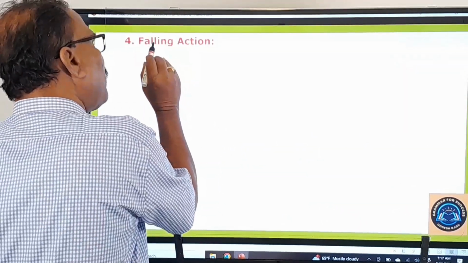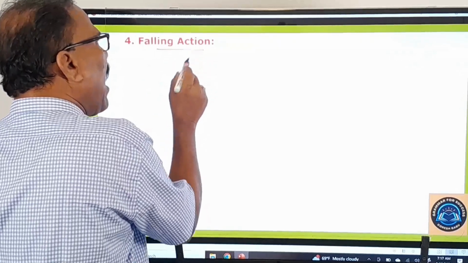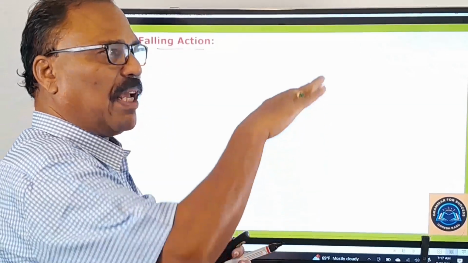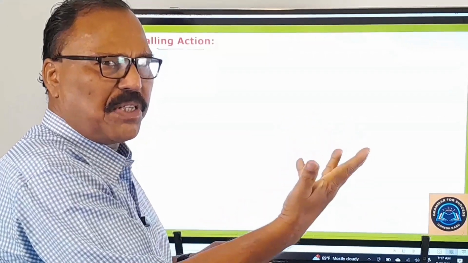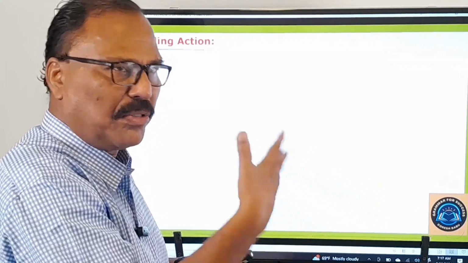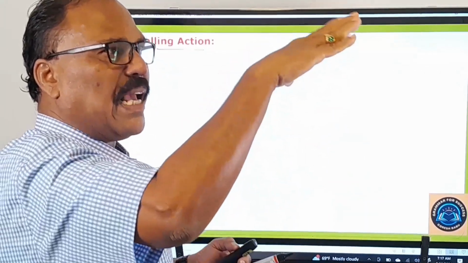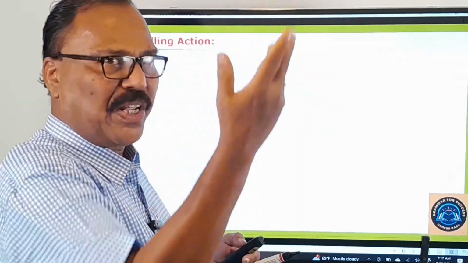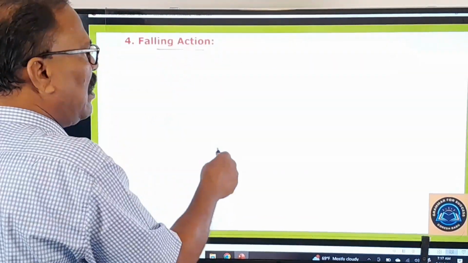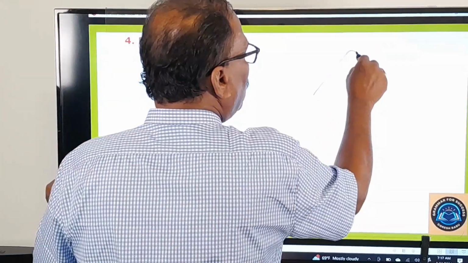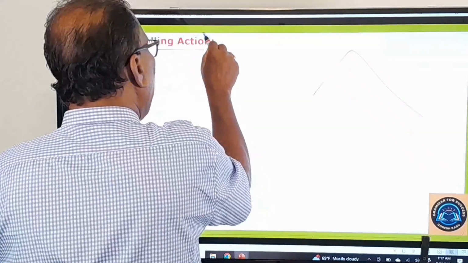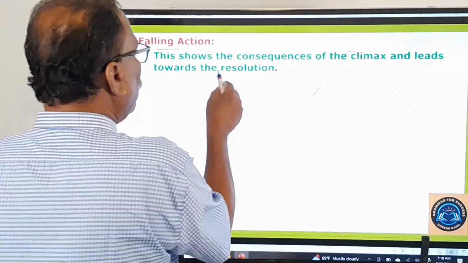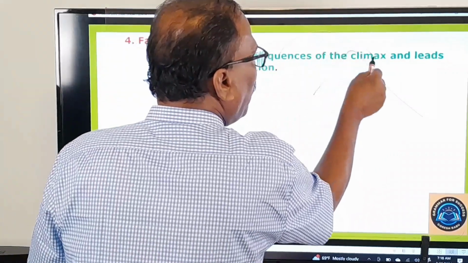The fourth part of the drama is falling action. So exposition is nothing but the introduction to the drama, and in rising action, the action will develop there, and in climax, the action reaches its peak stage, and here falling action, it is like this, it grows and falls down. So what happens in this falling action? Let us see that. This shows the consequences of the climax.